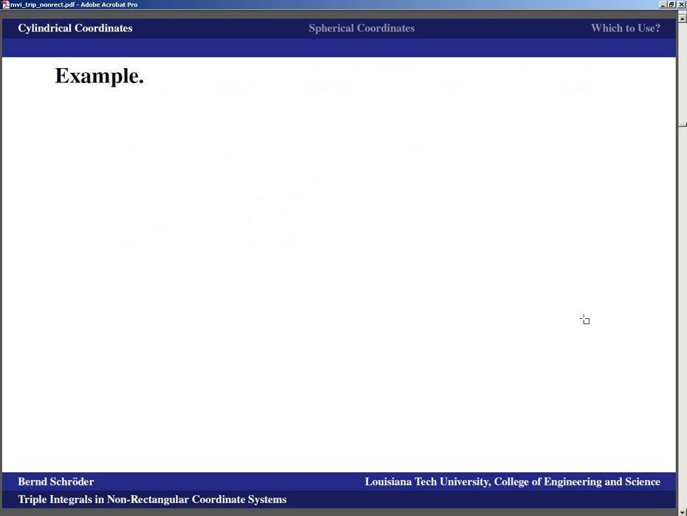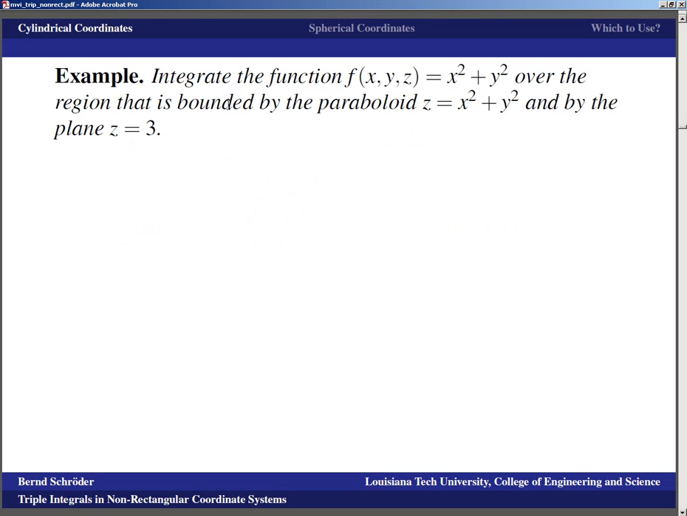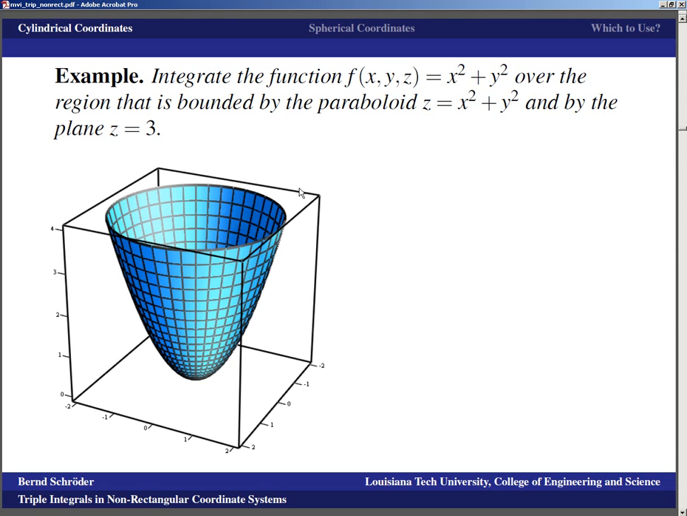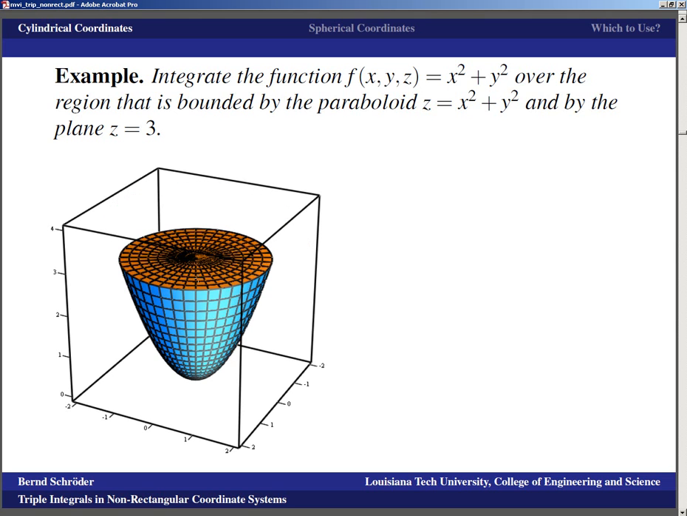Okay, and so now let's take a look at some examples. I want to integrate the function f of x, y, z equals x squared plus y squared over the region that is bounded by the paraboloid z equals x squared plus y squared and by the plane z equals 3. I want to integrate using the sandwich method. We've got a paraboloid, we have a plane at height 3, and therefore the region that we want to integrate over is this thing here. And so first of all, I need to figure out my base.